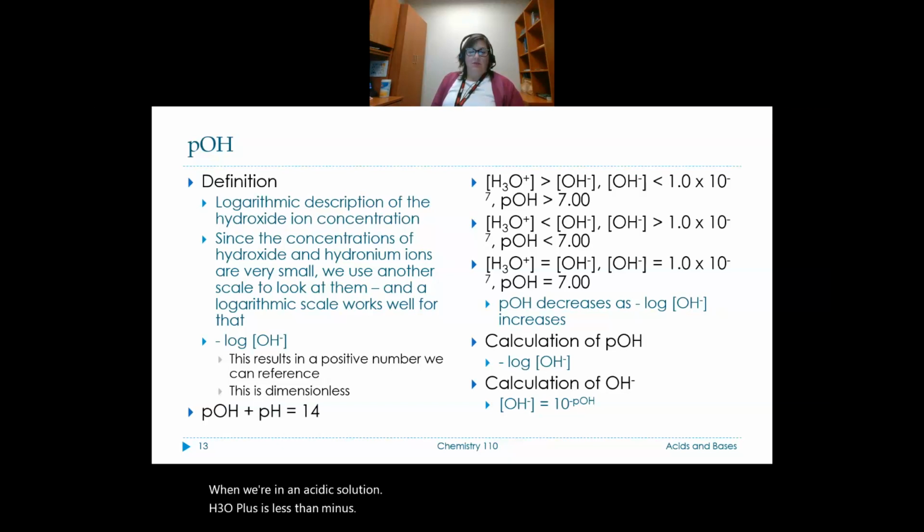I think I misspoke. Sorry, bear with me just a moment. So H3O plus is greater than OH minus. That we know is an acidic solution, right? That means our OH minus is less than 1 times 10 to the minus 7th, and our pOH therefore has to be greater than 7. Okay, is that right?